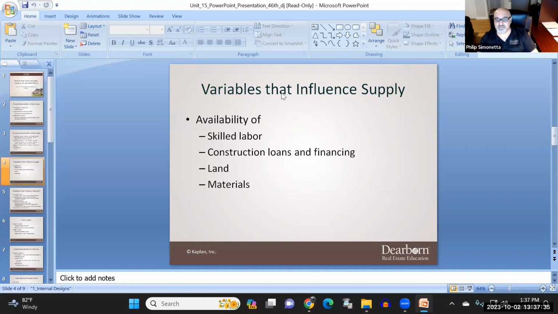So variables that influence the supply. The availability of skilled labor in the area, construction loans and financing. Like if it's hard to get loans, the supply suffers. If it's easy for builders to get loans, supply is easy, right? Land, is there land available? And the materials. Are the materials available? Are the materials expensive? Are they cheap? We were going through that whole COVID thing, right? Materials went up, things slowed down. Like this affects it directly. All this stuff.